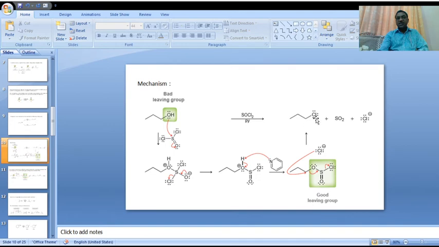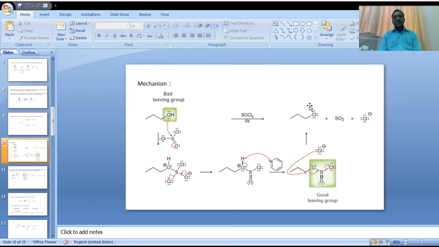A three-carbon containing halide, 1, 2, 3: propyl chloride is produced from this reaction. This is the clear-cut information, the clear-cut mechanism part.